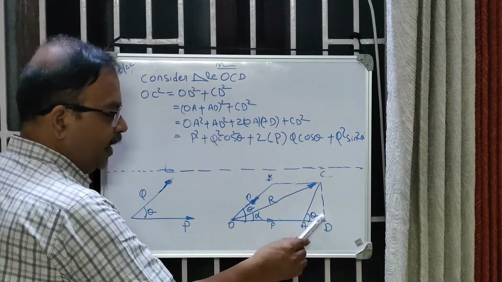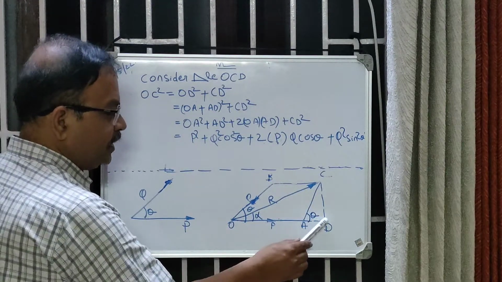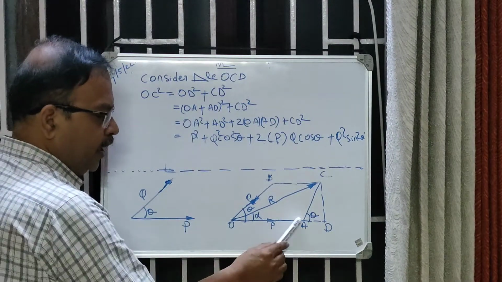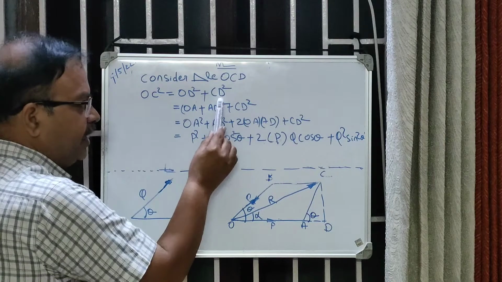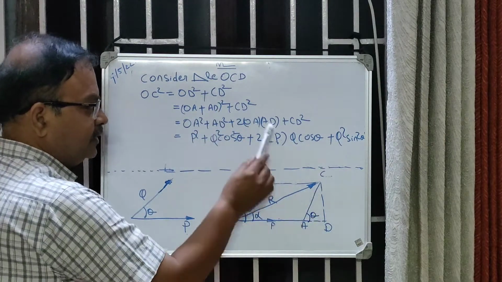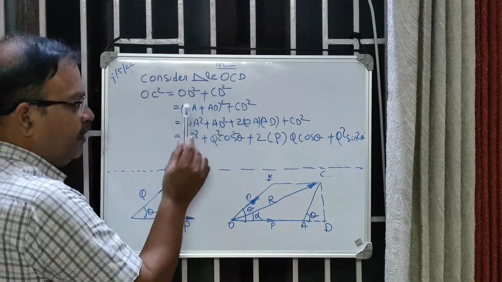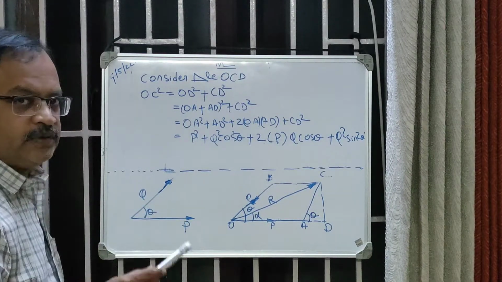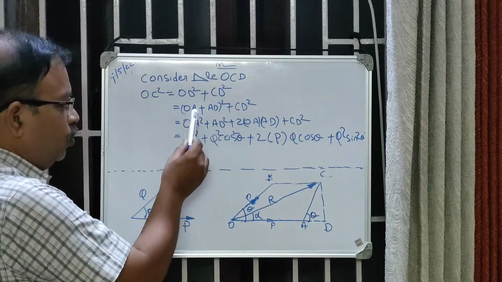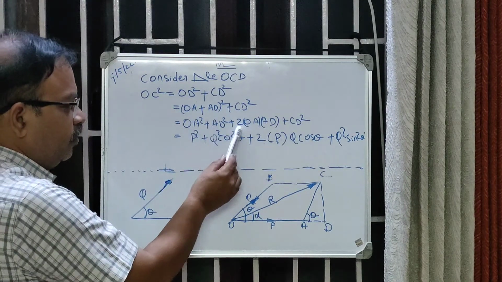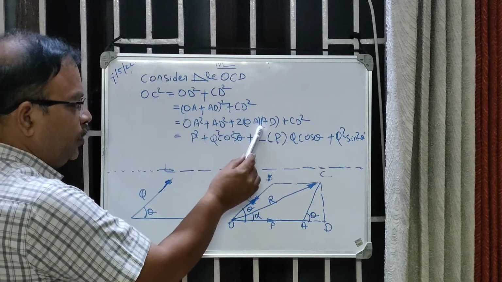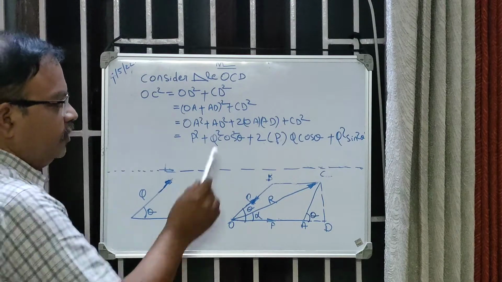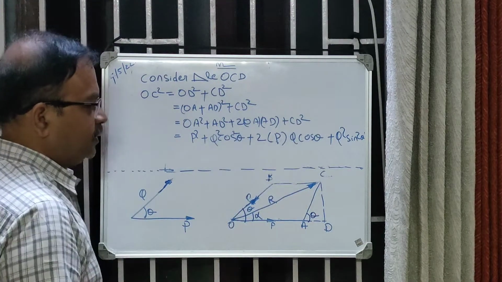Now this OD can be written as OA plus AD. That's what I have written here. So OA plus AD the whole square plus CD square. Now this can be expanded using the rule (A plus B) the whole square, which is nothing but A square plus B square plus 2AB. So OA square plus AD square plus 2 into OA into AD. Then the same term CD square is written here.